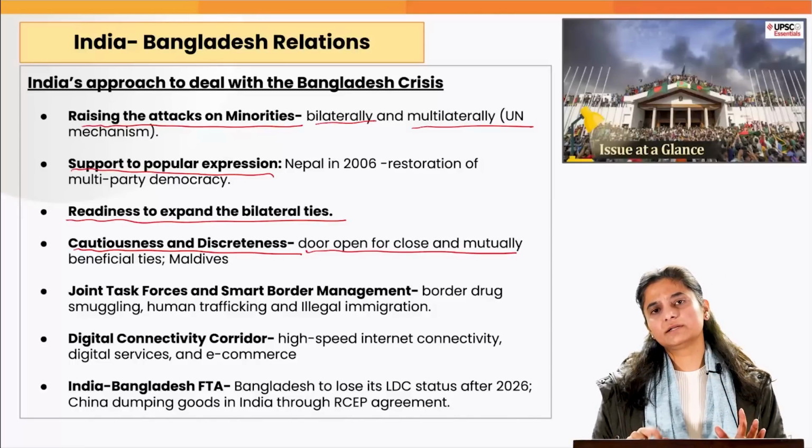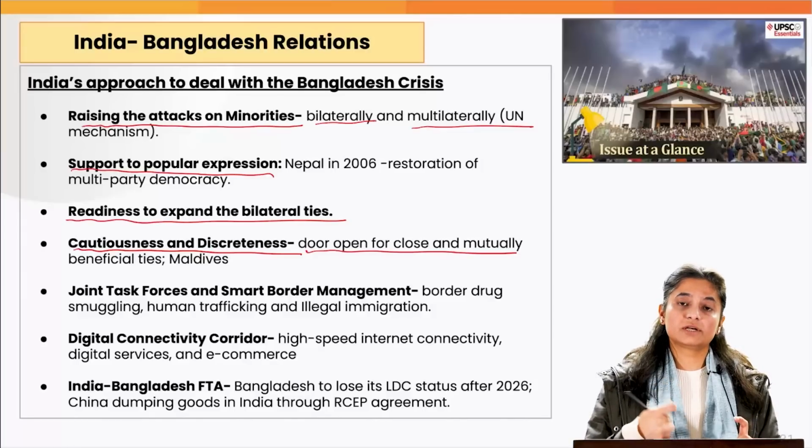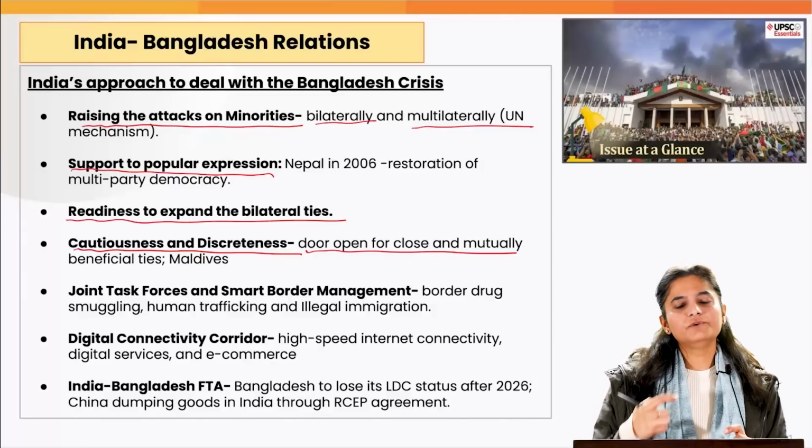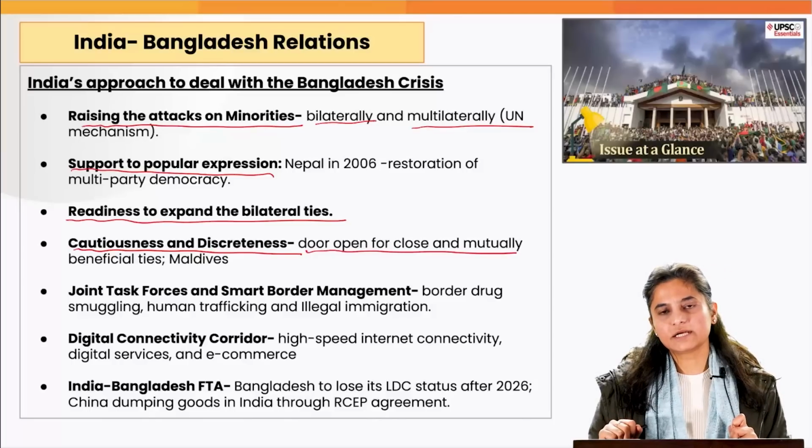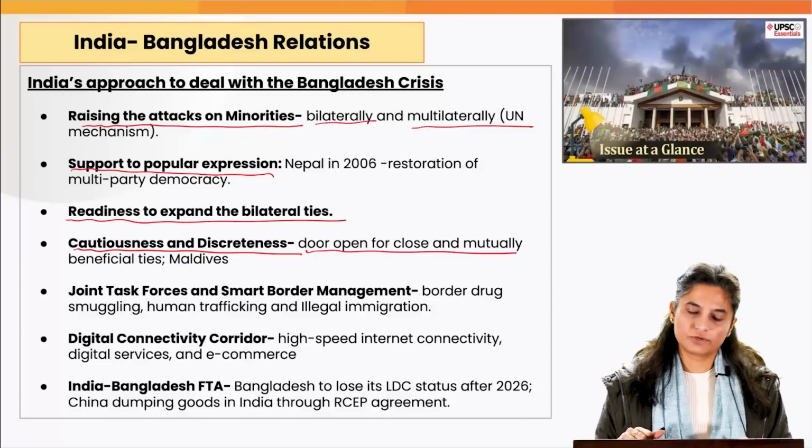So we have to take care that this diplomatic, constructive dialogue happens, and we remain open to discussing with any of the parties that is in power in Bangladesh as long as it doesn't harm Indian interests.